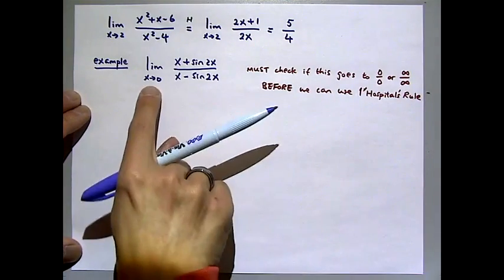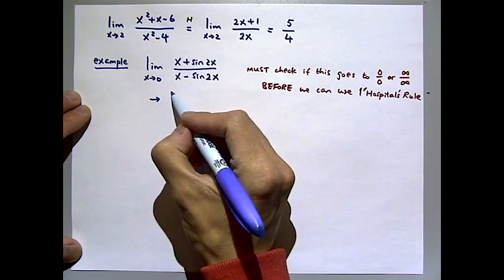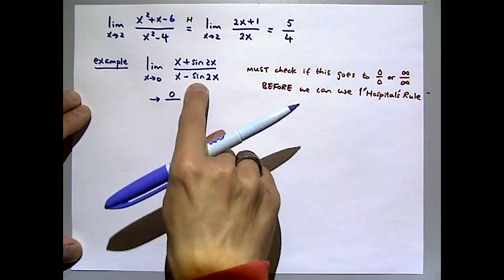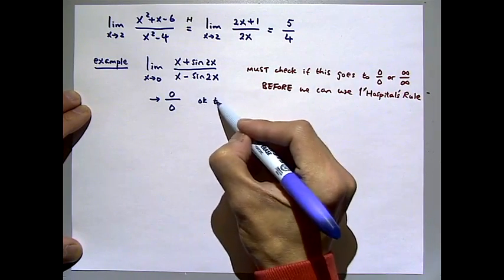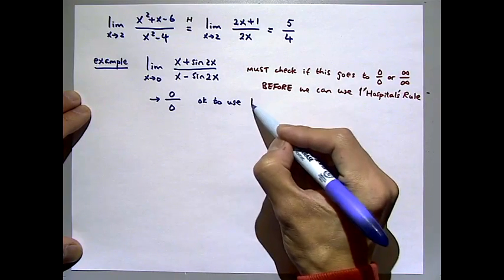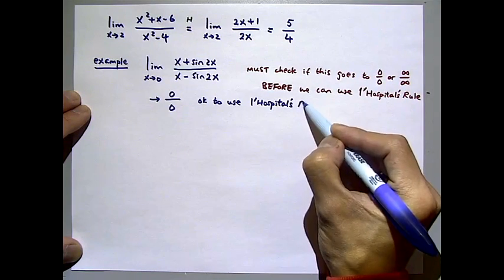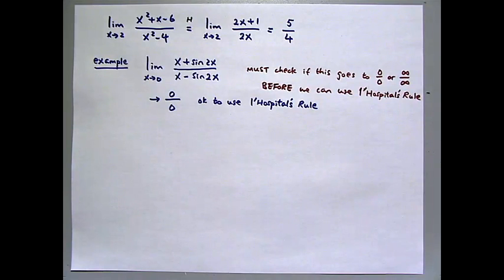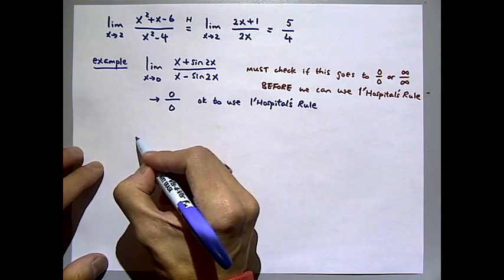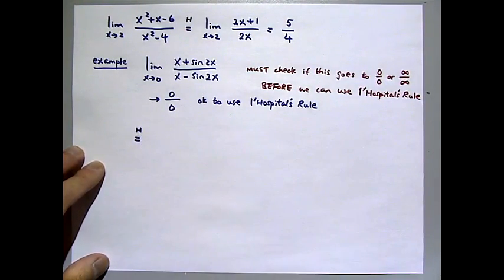So let's see. If I put in a 0 here, I get 0 plus sine of 0. That's a 0. And here I get 0 minus 0. So that's okay. Now you've made sure that it goes to the right form. We can use L'Hopital's rule. So again, my little h above the equal sign means I apply the rule here.